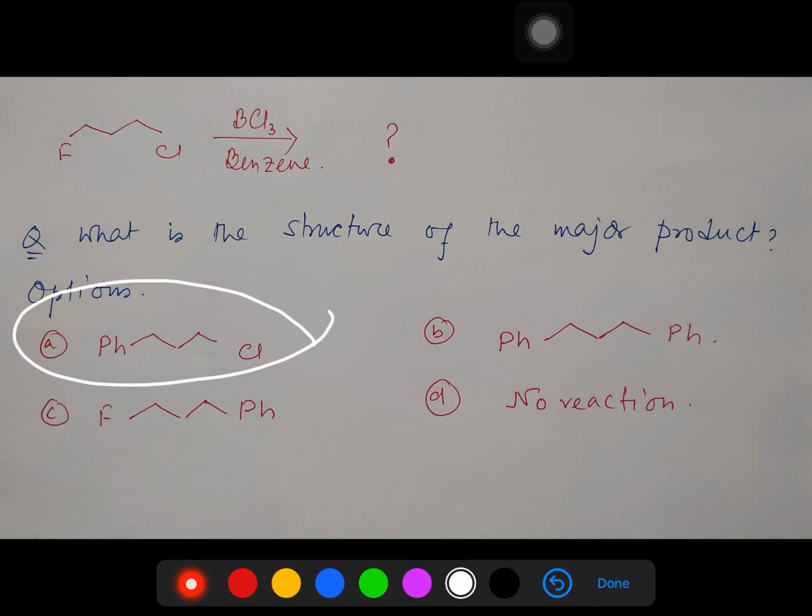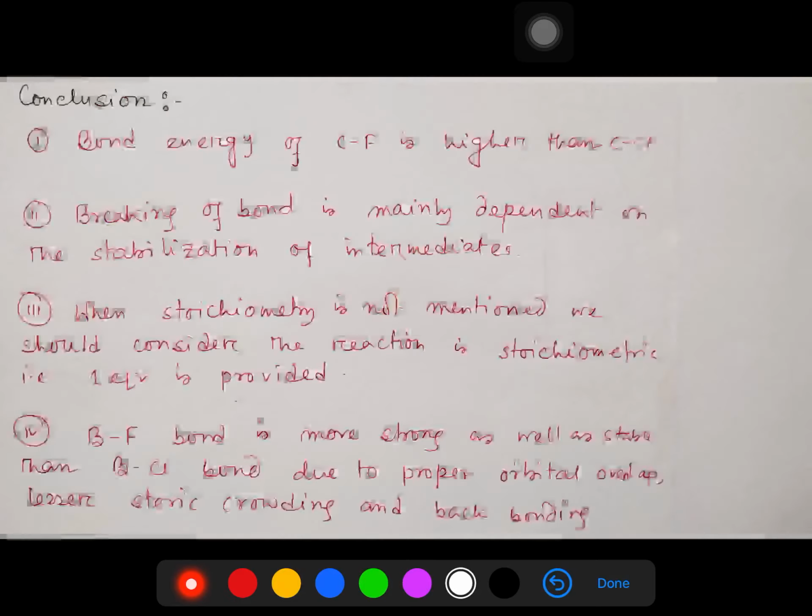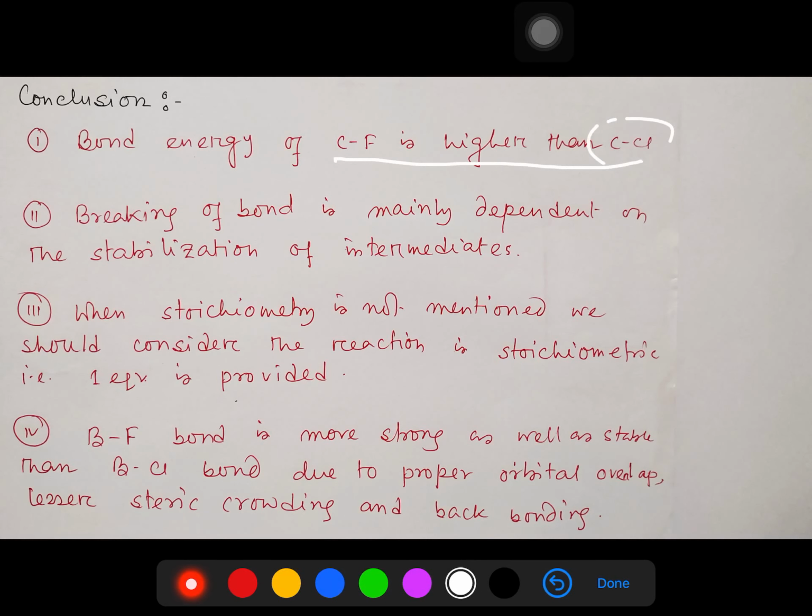In conclusion, we have learned that the bond energy of CF is higher than CCl, but the breaking of the bond mainly depends on the stabilization of the intermediate. In this case, the carbocation is the same for everyone, so we will not focus on it. We will focus on the anion, how the anion is stabilized, like fluoride versus chloride stabilization. And in this case, this fluoride is more stabilized because of the BCl3.